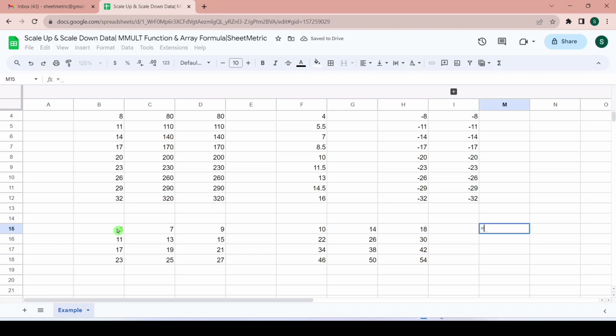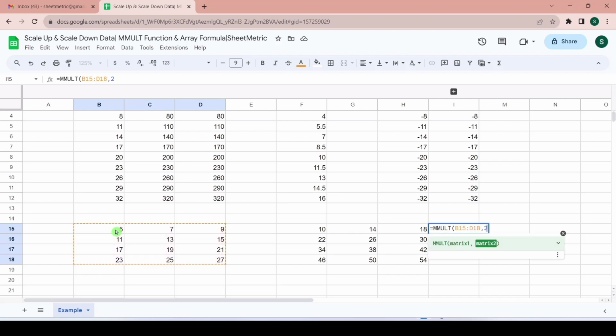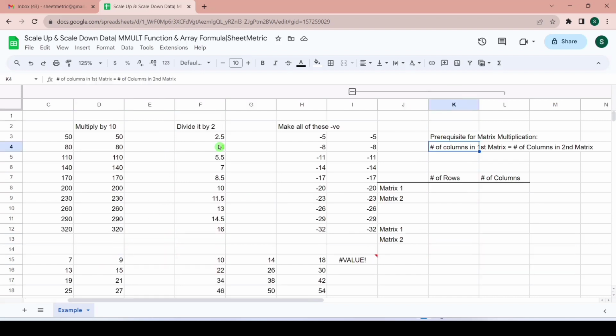Now let's write an MMULT function for it as well. So this will not work. I will tell you the reason why it's not working. There is a prerequisite for matrix multiplication, which is that the number of columns in the first matrix should be equal to the number of rows in the second matrix. Only where this condition is met does matrix multiplication happen, meaning the MMULT function works.